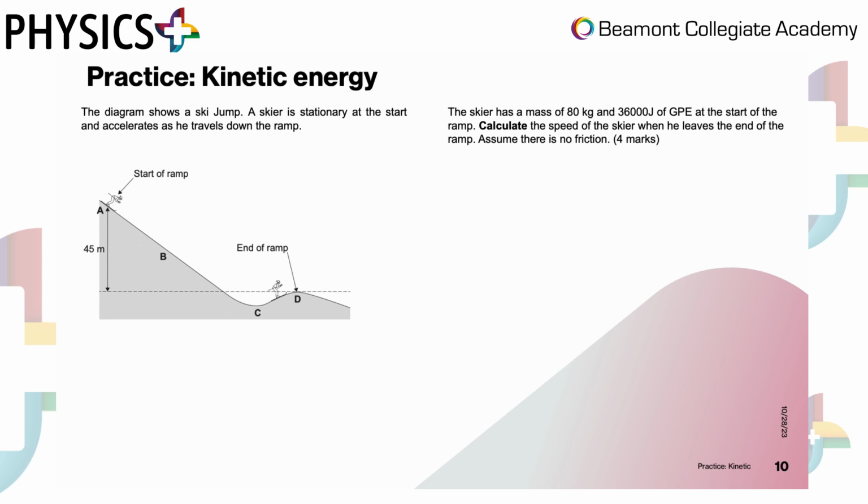Practice kinetic energy. We have the skier on the ramp again, but this time the focus is on the kinetic energy of the skier at the end of the ramp. The skier has a mass of 80 kilograms and 36,000 joules of GPE at the start of the ramp. Calculate the speed of the skier when he leaves the end of the ramp. Assume there is no friction. 4 marks on offer. Pause the video and have a go.